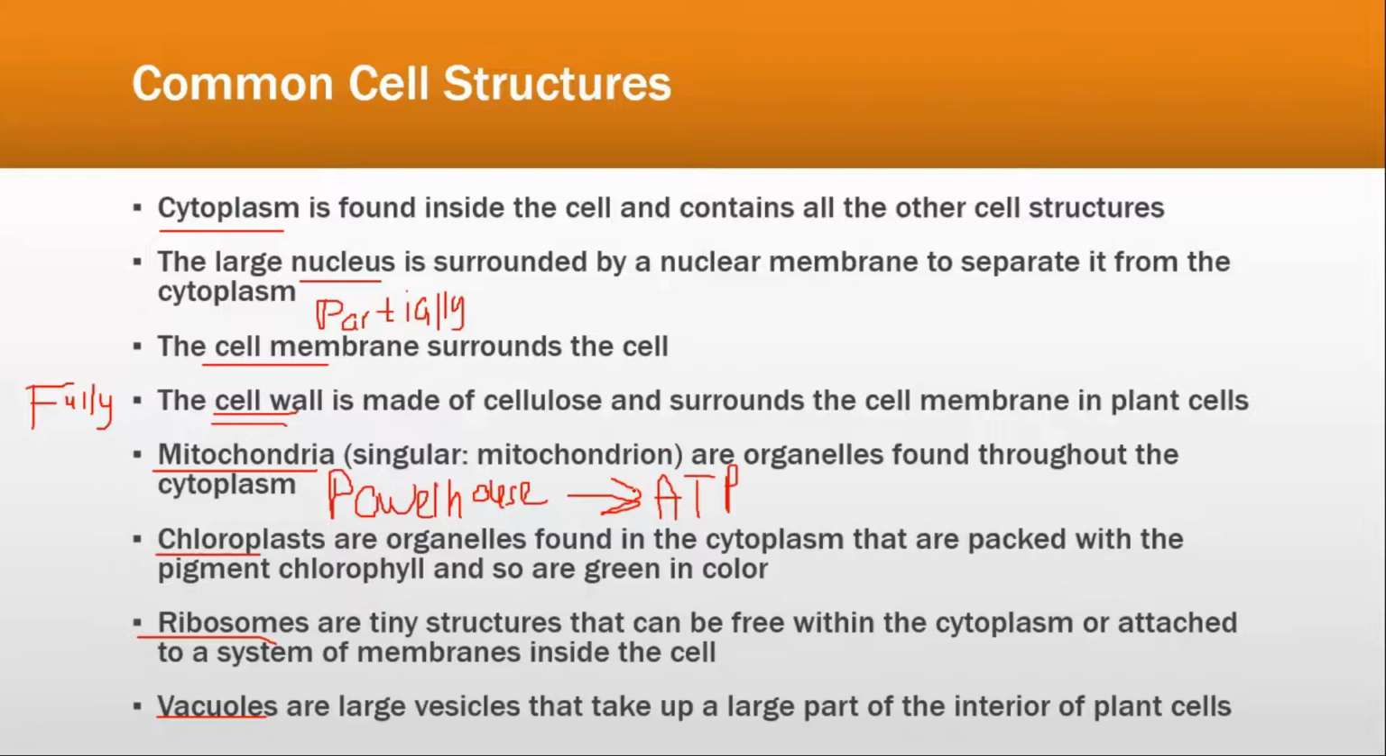Then we have chloroplasts. Chloroplasts are organelles found in the cytoplasm that are packed with the pigment chlorophyll and so they are green in color. अब chloroplast की ये बात है that is it is only present in plant cells, not an animal cell. What is the reason? And it is one of the basic differences also जो कि help करेंगे. Chloroplasts basically are responsible for the process of photosynthesis.